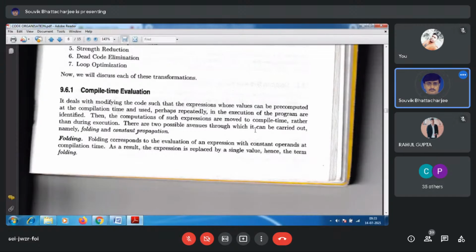That is, F is assigned A star B, and later on you can use the value of F in other expressions. This basically reduces these things. This is known as folding.